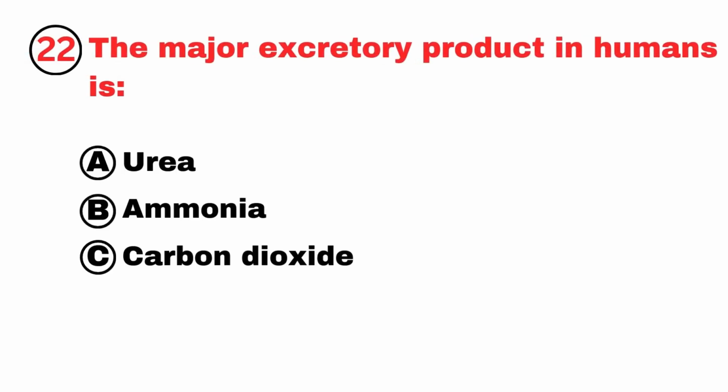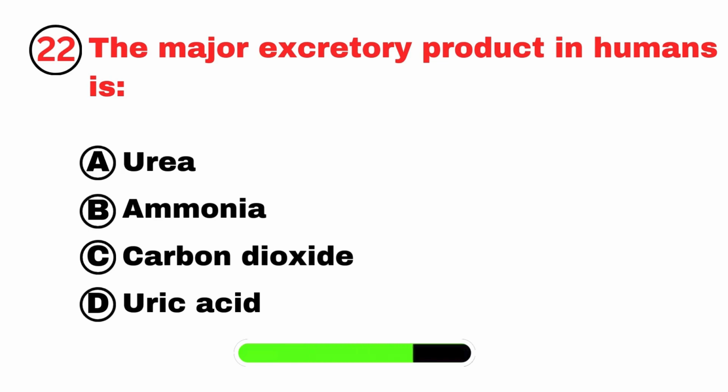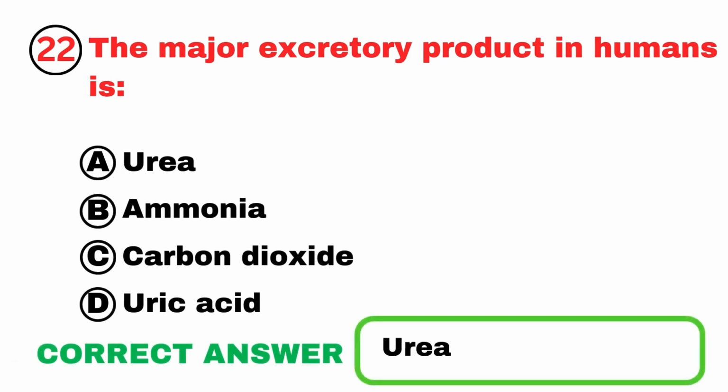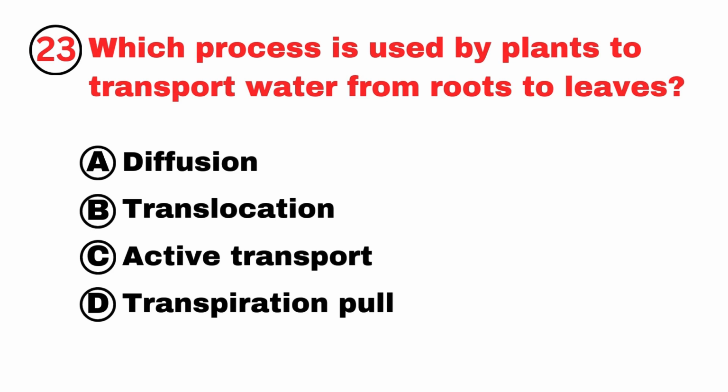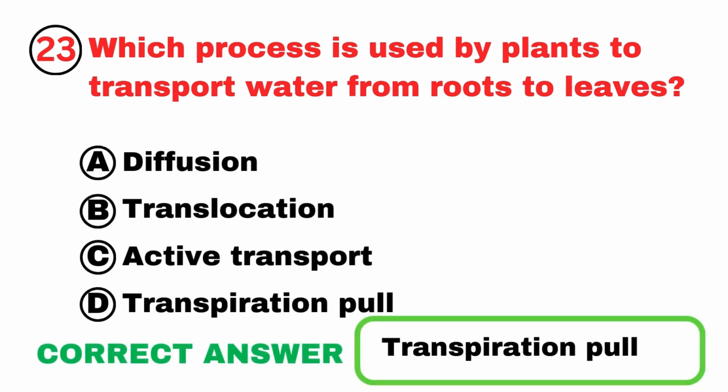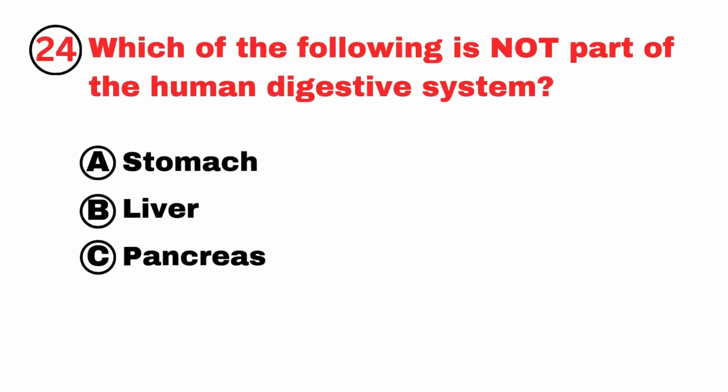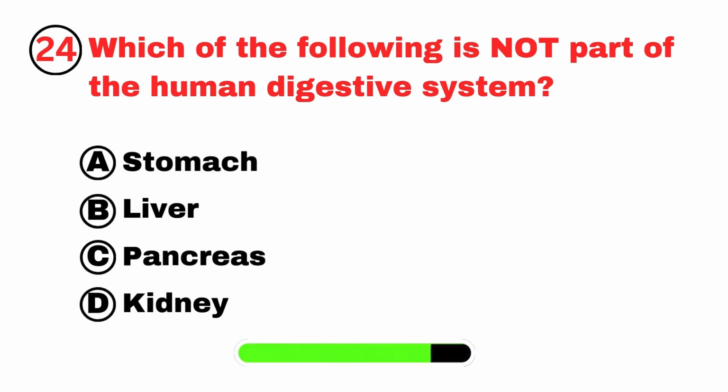The major excretory product in humans is urea. Which process is used by plants to transport water from roots to leaves? Transpiration pool. Which of the following is not part of the human digestive system? Kidney.